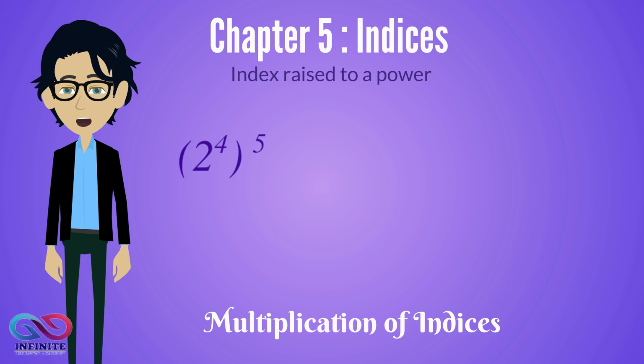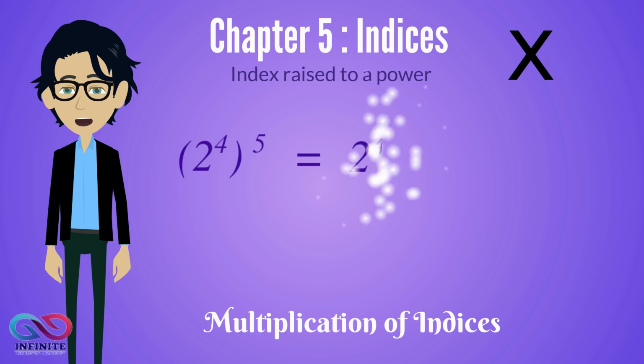When you see only one base number and two index notations, in and out of a bracket like this, always remember to multiply the index notation. What you would have to do is really easy. Write down the base number. Then just multiply the index notation. So it would be 2 to the power of 4 times 5. Multiply your index notation, and your answer will be 2 to the power of 20.